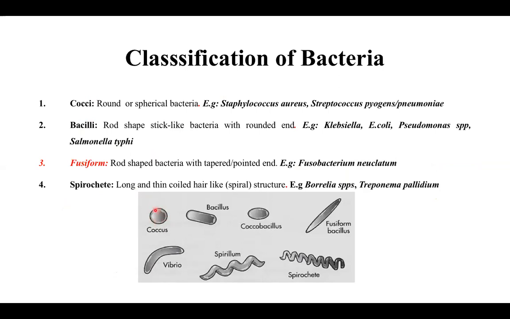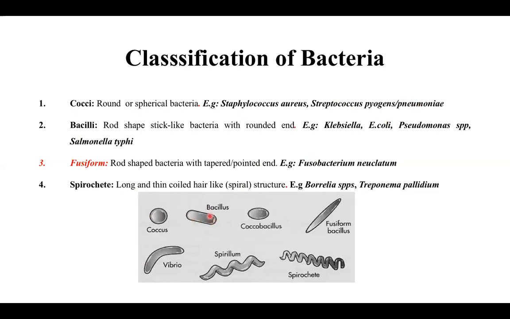Those bacteria which appear in spherical shapes, or round shapes, or berry shapes or grape shapes, are known as cocci. Bacteria with a round or spherical shape are known as cocci. The most common examples are Staphylococcus aureus, Streptococcus pyogenes, and Streptococcus pneumoniae.